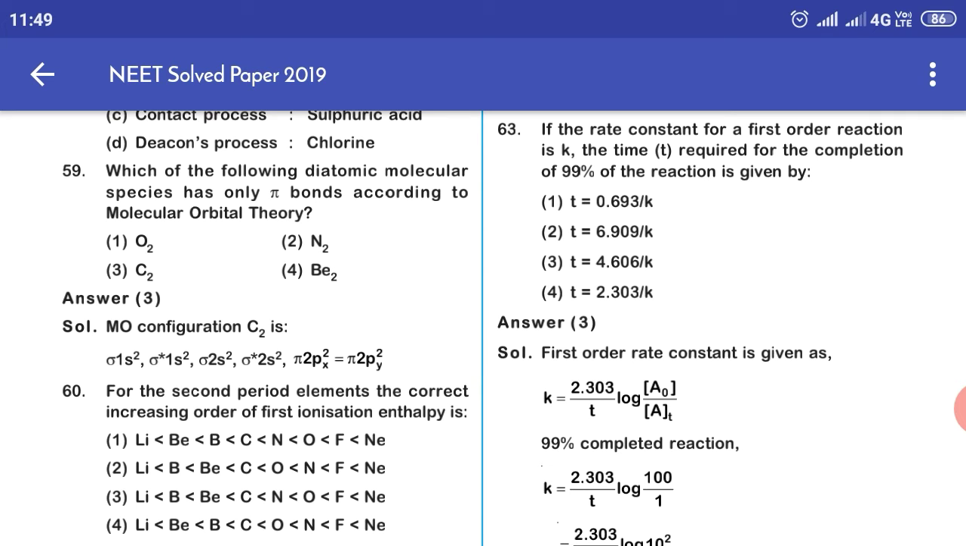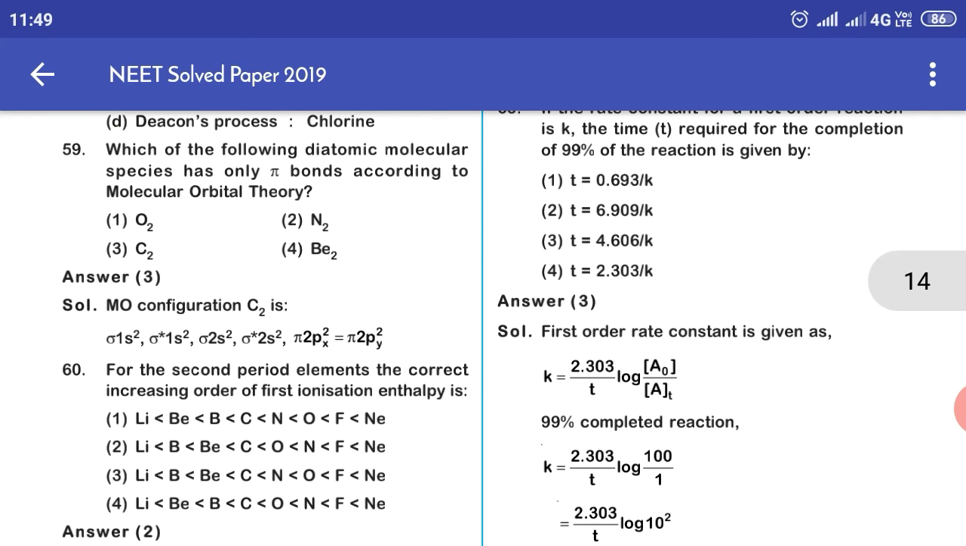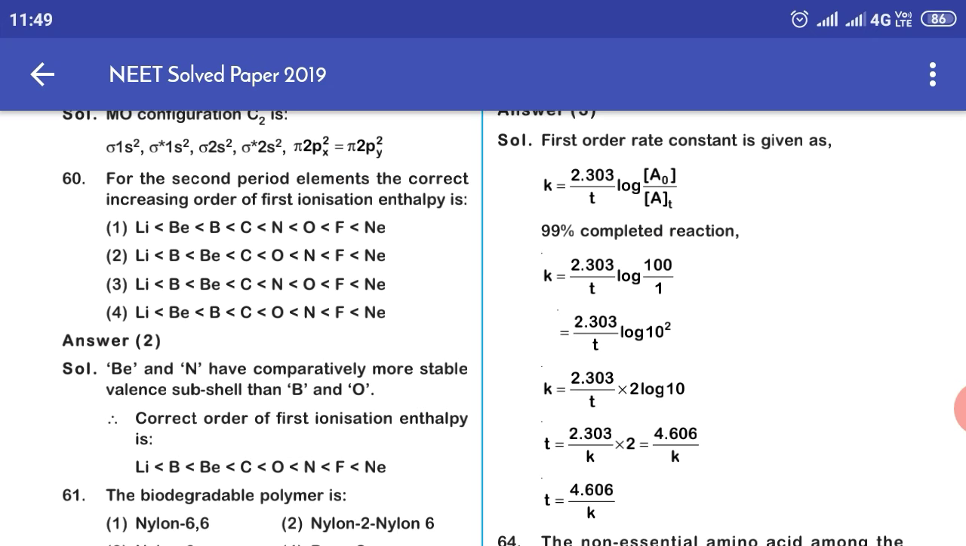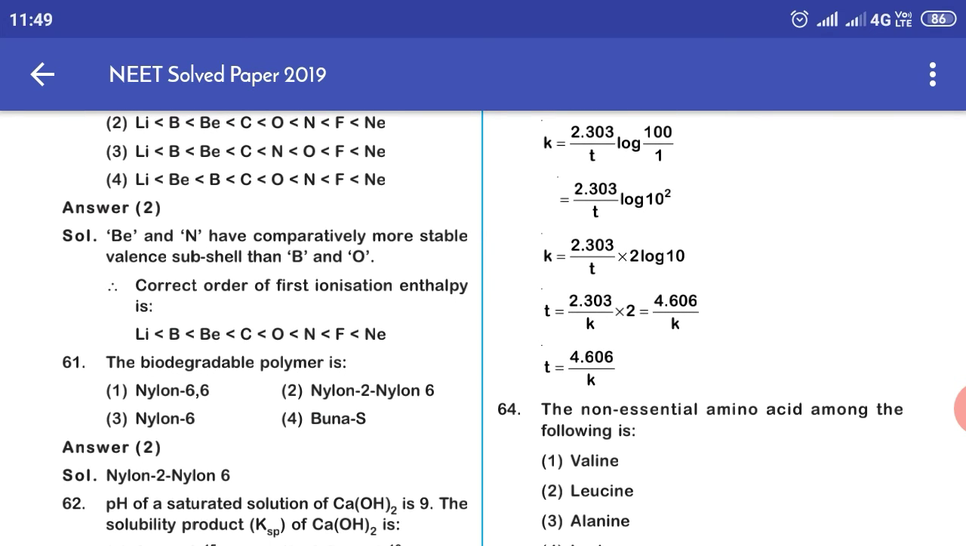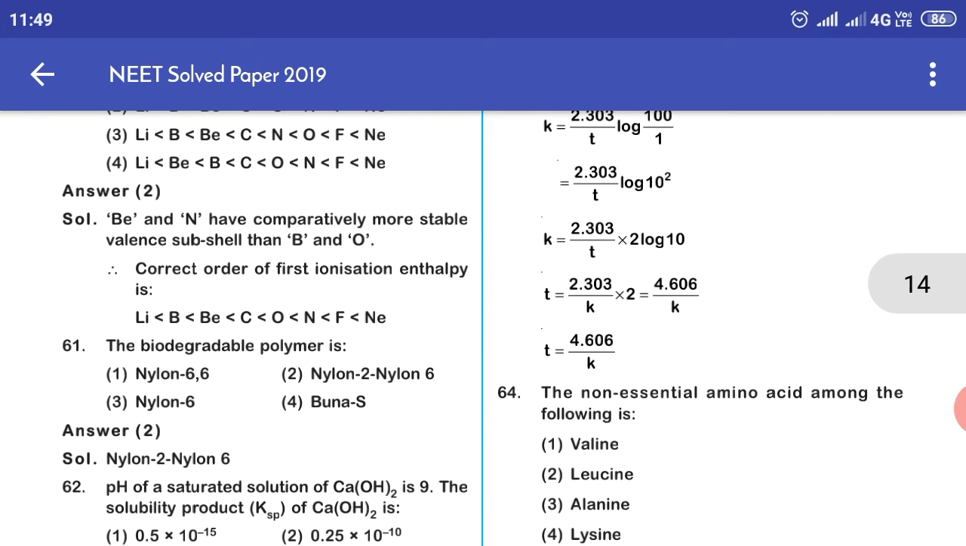So here is the option. The third is the answer, based on the molecular orbital configuration. C2 is sigma 1s2, sigma star 1s2, sigma 2s2, sigma star 2s2, pi 2px2 equal to pi 2py2. For the second period elements, what is the correct increasing order of first ionization enthalpy? Option 2. Beryllium and nitrogen have comparatively more stable valence shells than boron and oxygen. The correct order of first ionization enthalpy is lithium less than boron, less than beryllium, less than carbon, less than oxygen, less than nitrogen, less than fluorine, less than neon.